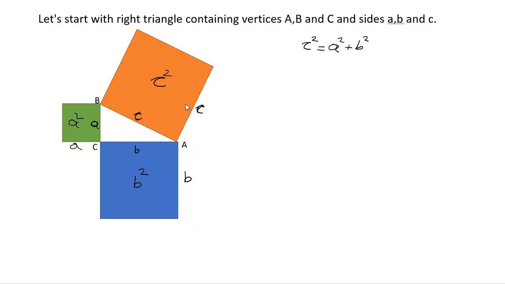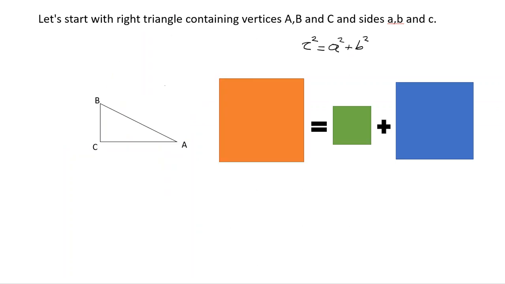So you see, if we replace c squared, a squared, and b squared with these areas, we end up with the following. As you can see, the big area is equal to the sum of those two smaller areas that come from the triangle. So once again, c squared equals a squared plus b squared is nothing but the sum of two smaller areas being equal to this big area, c squared, that comes from this right triangle.